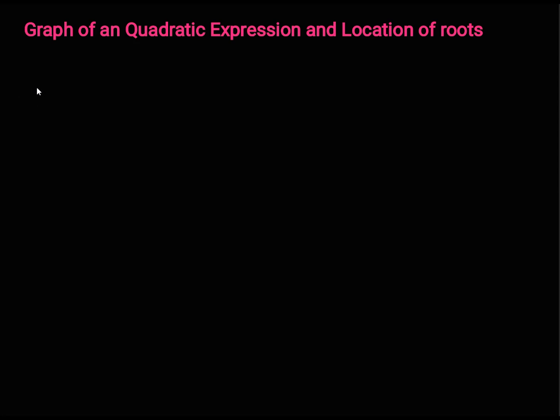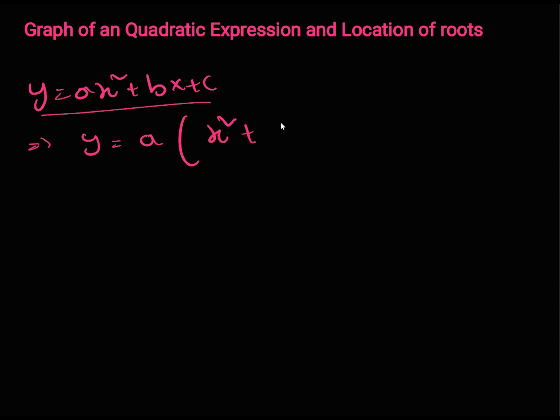Now, let us take the general form of a quadratic expression, y equals ax square plus bx plus c. To find the graph of this expression, we need to first simplify it. That means, like in yesterday's class, we will be making a perfect square. From those, we will be making a graph. y equals a times x square plus b by a x plus c by a.